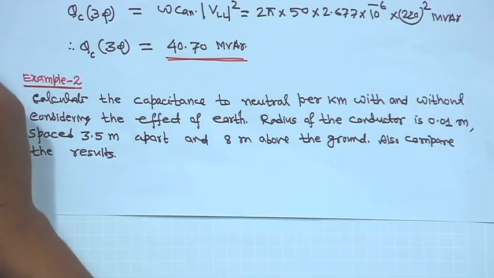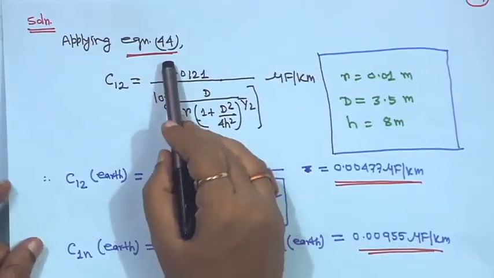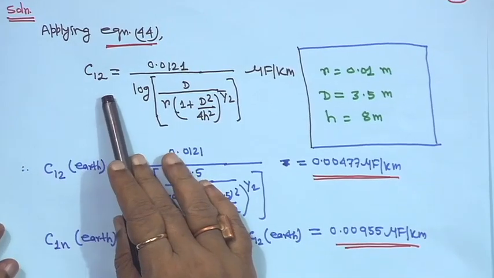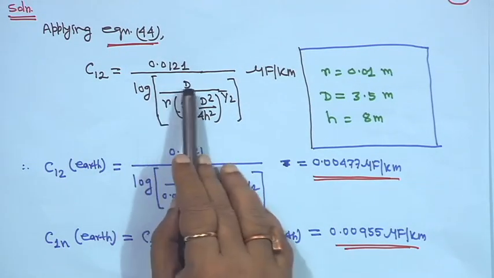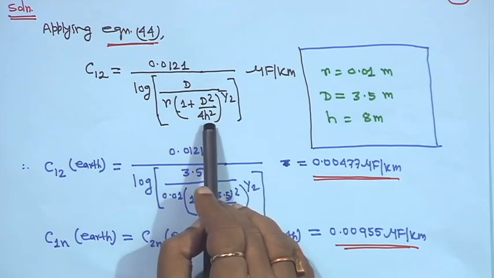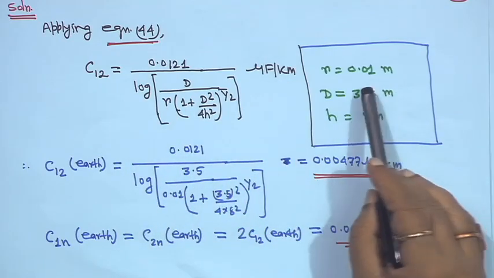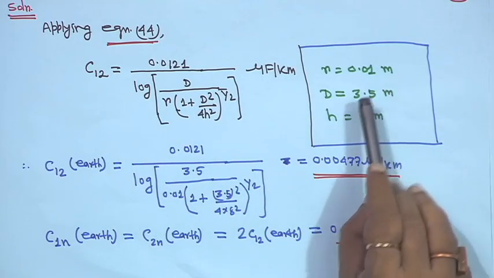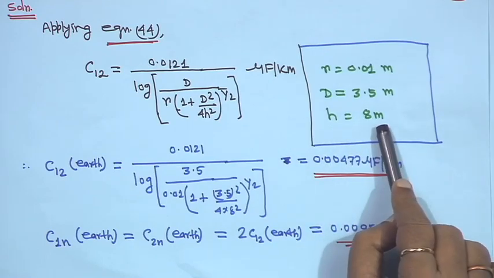So, here there is no need to draw the conductor configuration. You apply equation 44. That is basically C12 is equal to 0.0121 divided by log of d upon r into 1 plus d square upon 4 h square to the power half, microfarad per kilometer. r is given 0.01 meter, d is also given, the spacing 3.5 meter, and height 8 meter, that is the conductor height from the ground.